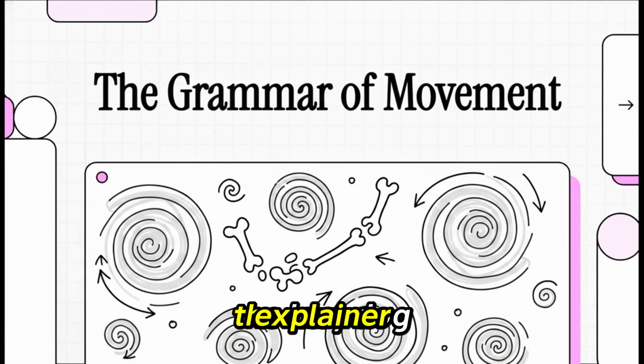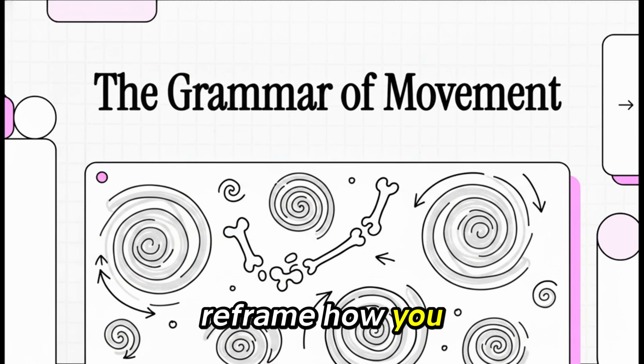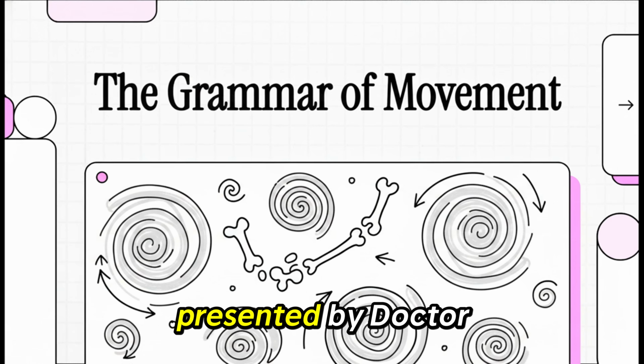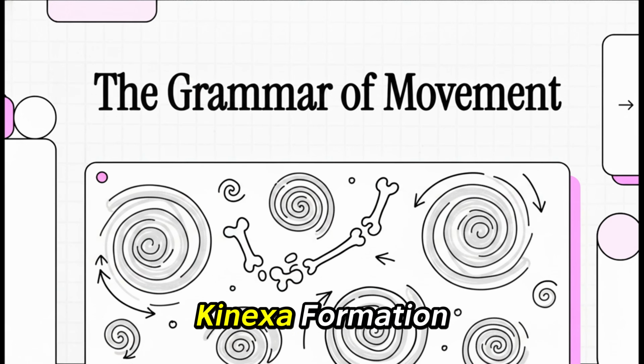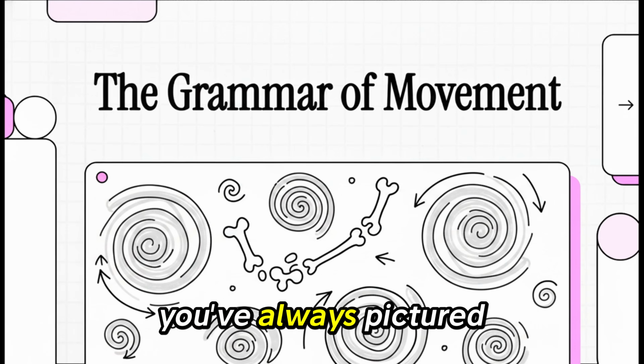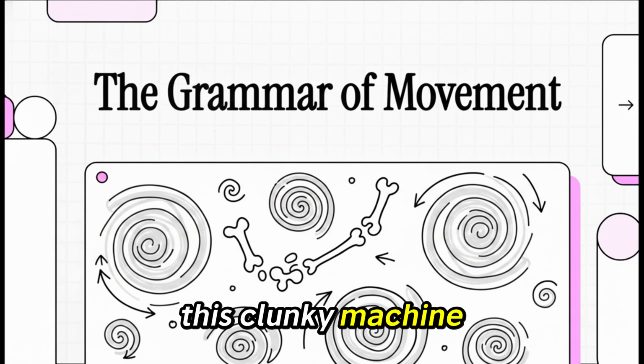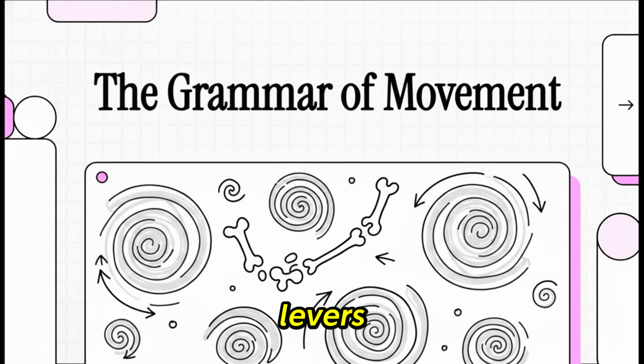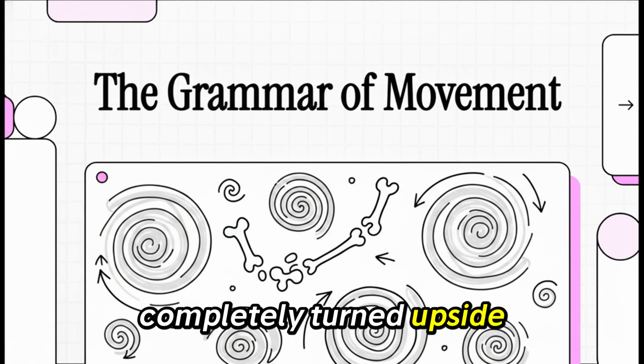Welcome to This Explainer. Today, we are diving into something that is going to absolutely reframe how you think about human biomechanics. Presented by Dr. Christophe Delong and Kinexa Formation, we're exploring what they call the grammar of movement. You know, if you've always pictured your body as this clunky machine made up of isolated pulleys and levers, well, get ready to have that completely turned upside down.